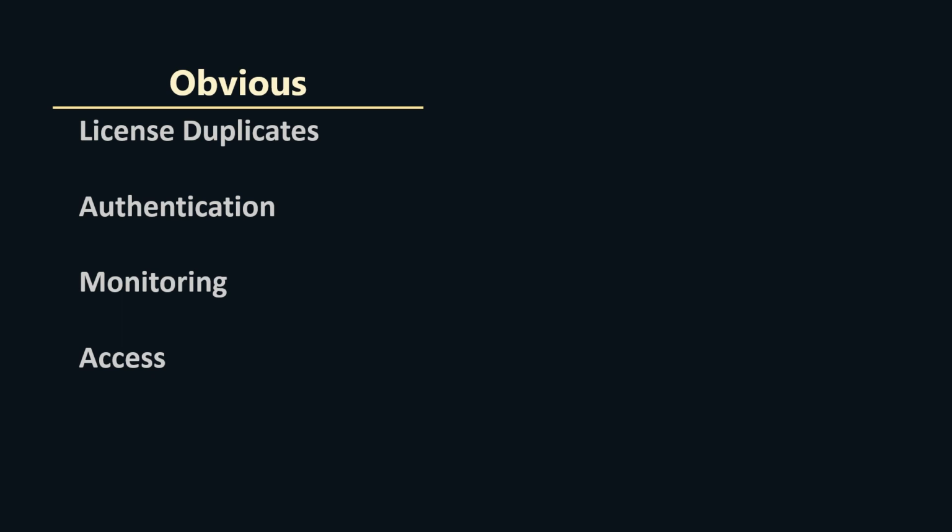So, now that you've covered that up with your mathematicians, then the question is, what are you going to move up there? There are two ways to think about this. The first are the obvious things, and that's where I would recommend you start. Those are license duplicates, your authentication mechanisms, your monitoring team, and remote access.